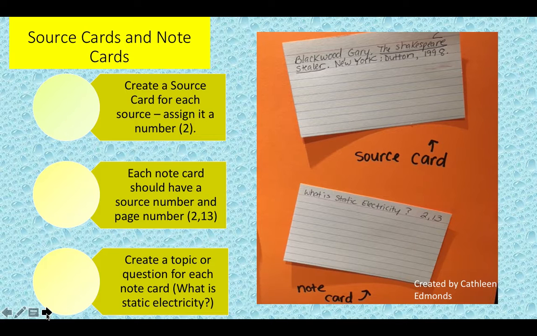As you are researching, create a source card for each new source. To do this correctly, use MLA format on the source card. Then assign it a source number. When you take notes, record the source card number on your note card along with the page number where you found the information. Each note card should also have a leading question or topic on the top of the card to organize your research. I have created an example of each of these on this slide.